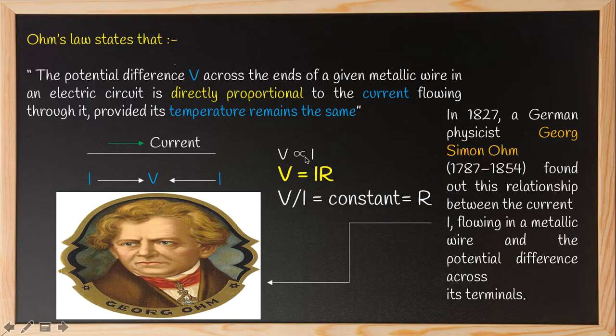It's directly proportional. That means if you remove the proportionality sign and write an equals sign, you will introduce a constant called R. So V is equal to IR. This R is a constant. So Ohm's law is basically V is equal to IR.